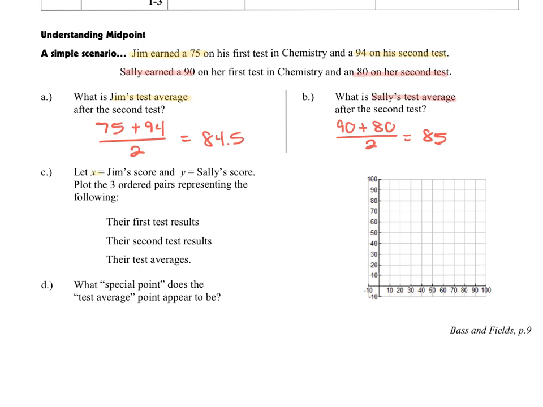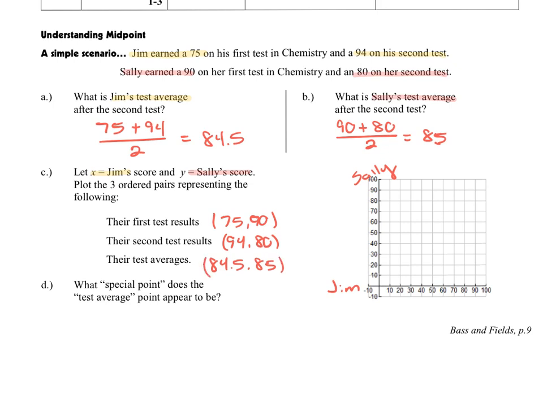We're going to let X represent Jim's scores, and we're going to let Y represent Sally's score. So if we're thinking on our XY axis here, we're going to think of our X axis as Jim, and we're going to think of our Y axis as Sally. So we can make some ordered pairs. Their first test results, thinking X is Jim and Y is Sally, we can say is 75, 90. And their second test results are a 94, 80. And then their average would be an 84.5, 85.